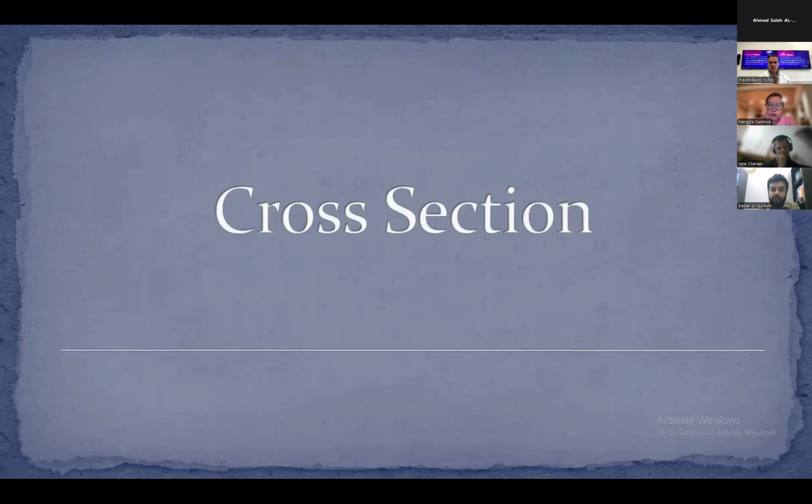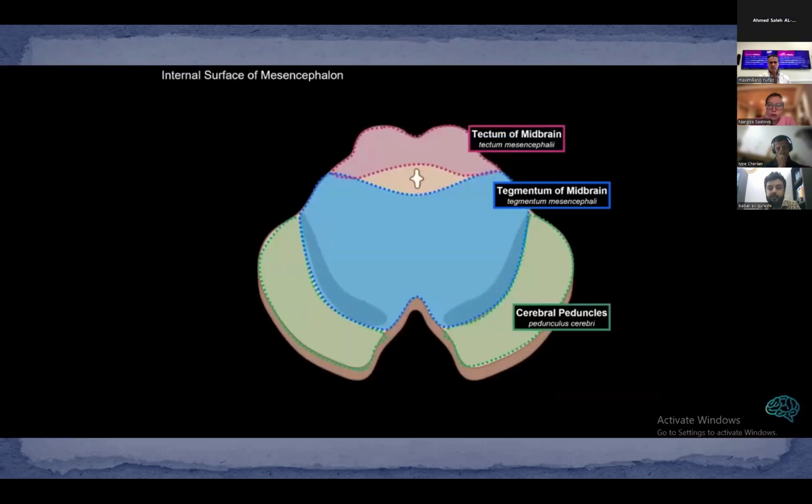Now let's go into the cross section. To understand the cross section of the midbrain, let's divide it into 3 important parts. The anterior most part is the cerebral crus. It is actually the anterior part of the cerebral peduncle, and it is divided by the substantia nigra. We'll see in the next picture that the substantia nigra divides the cerebral peduncle into the anterior portion, that is the cerebral crus, and behind it, the part known as the tegmentum of the midbrain.